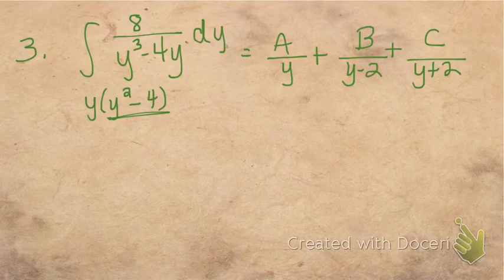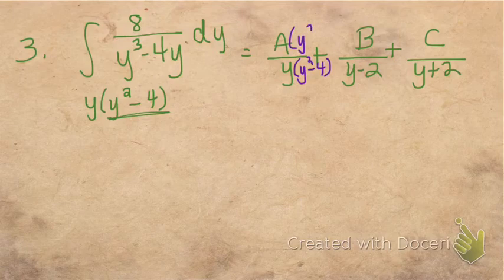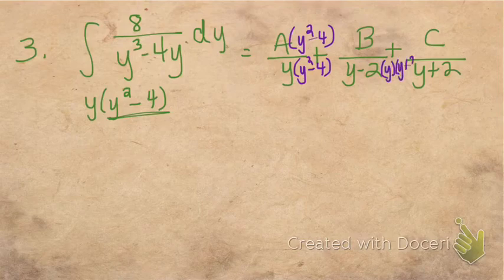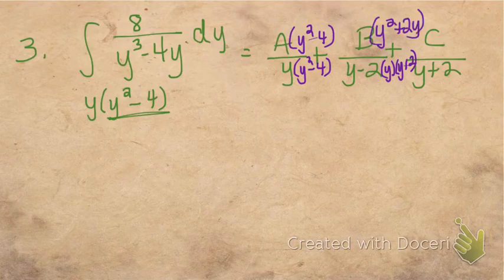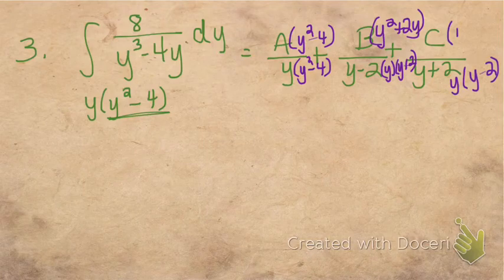Alright, so on the a one, you've got to multiply that times y minus 2 and y plus 2, which is y squared minus 4. On the b one, you have to multiply by y and y plus 2. If I multiply that, that's y squared plus 2y. On the c one, you have to multiply by y and y minus 2, and that's y squared minus 2y.